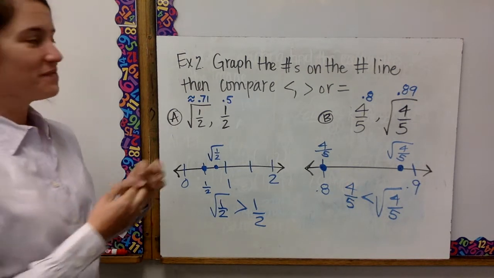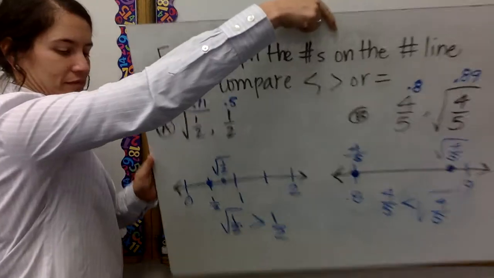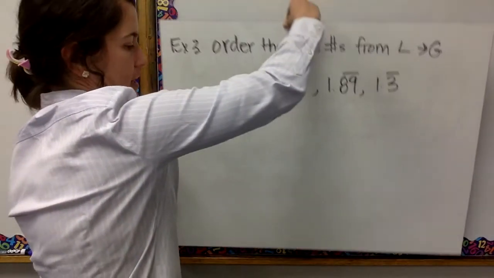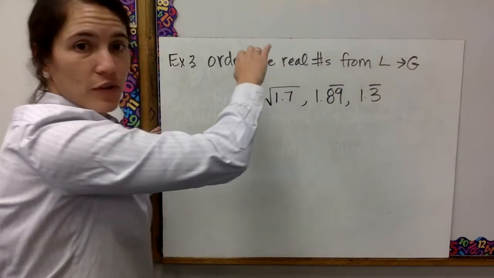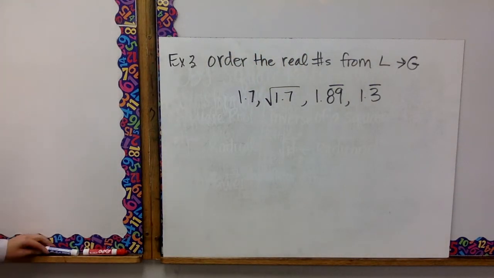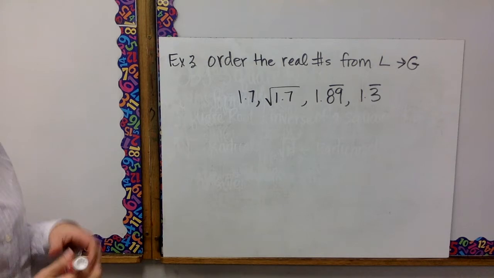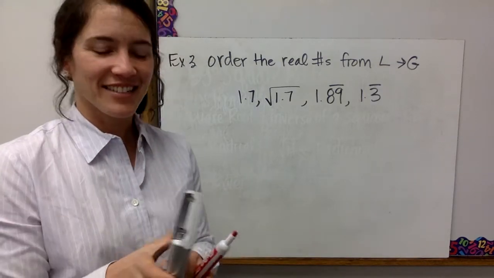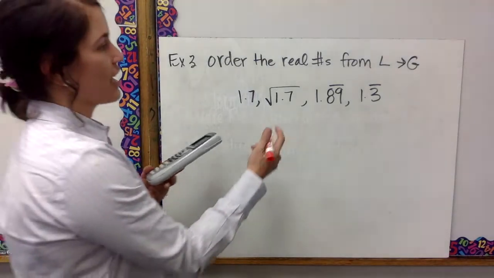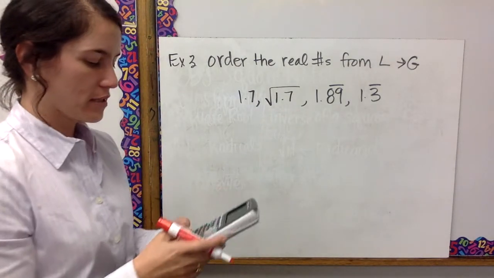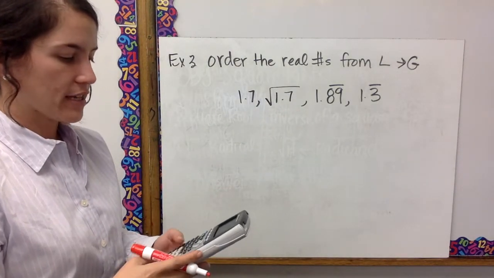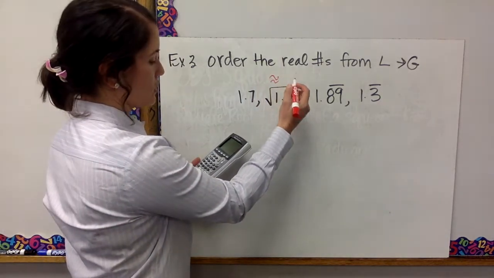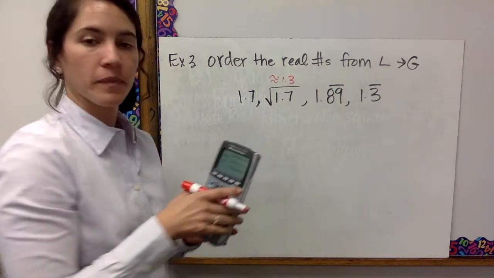All right, get those down. All right. Example 3. We are going to use the calculator. So I'm going to first estimate the square root of 1.7. And the square root of 1.7 is about 1.3.